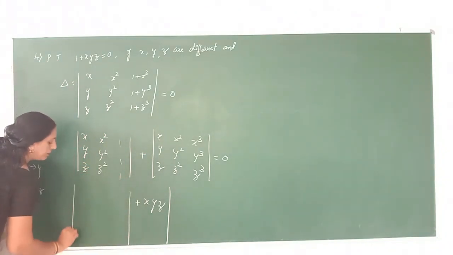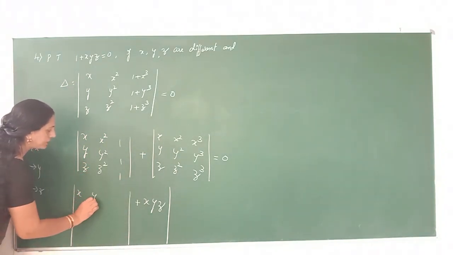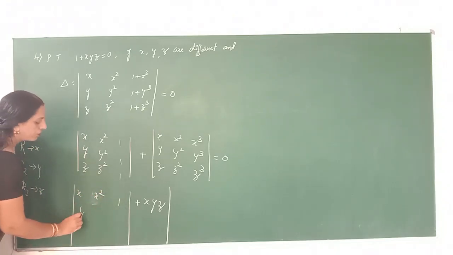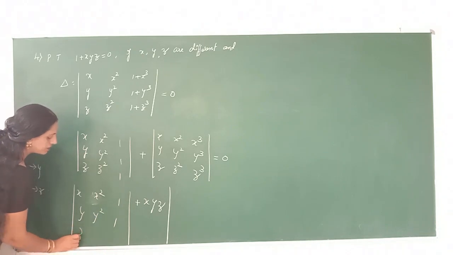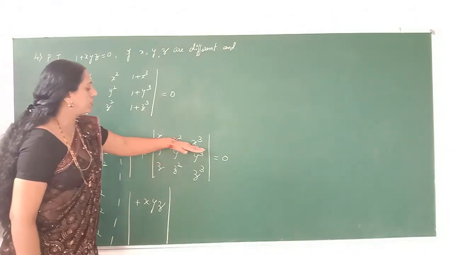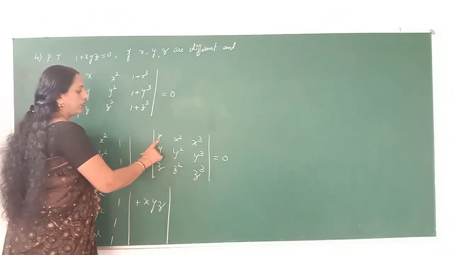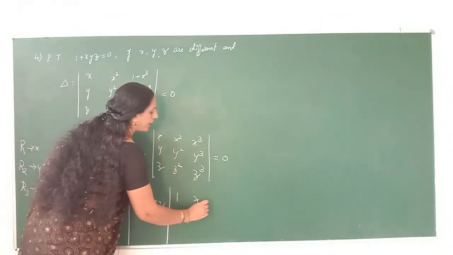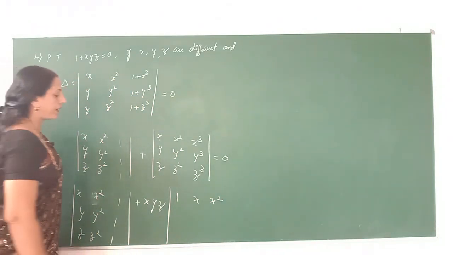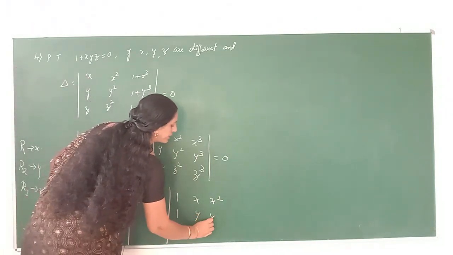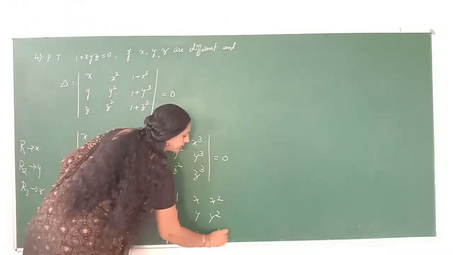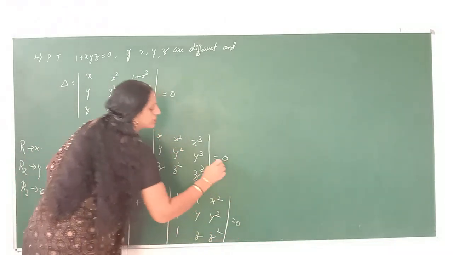But the elements of the first determinant are always the same: x square 1, y square 1, and z square 1. In the second determinant, x is a common factor, but what about the remaining 1, x square? Similarly in the second row y is a common factor, leaving 1, y square, and in the third row 1, z square.